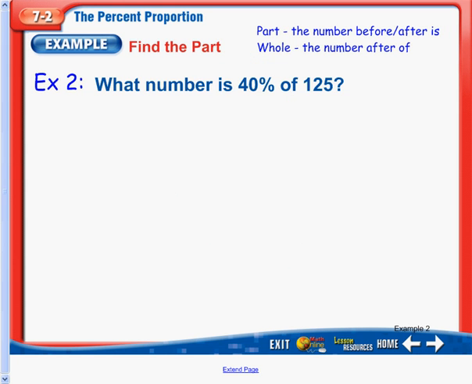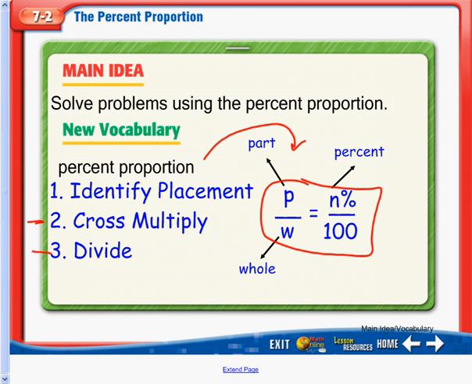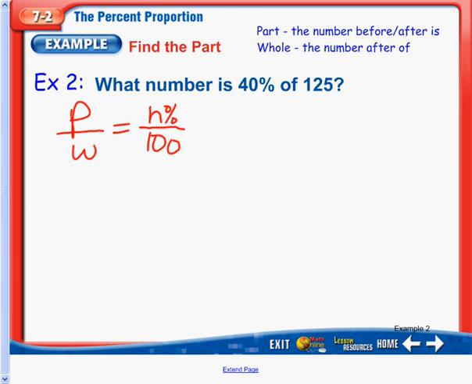Continuing on to example 2. What number is 40% of 125? Again, I'm just going to start off by writing P over W equals n percent over 100. We're going to use this as our guide. That came straight from our main idea page. The first step is to identify placement. So we're going to again use the key.